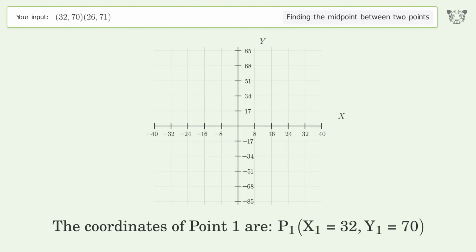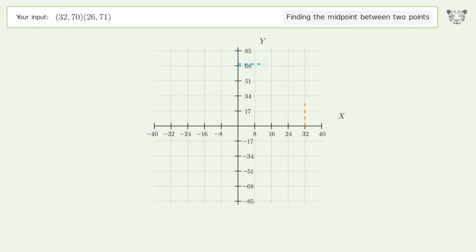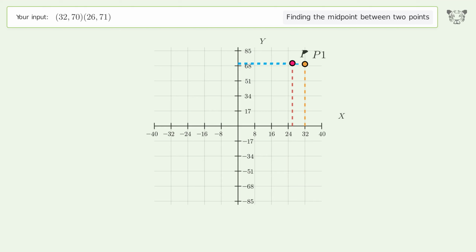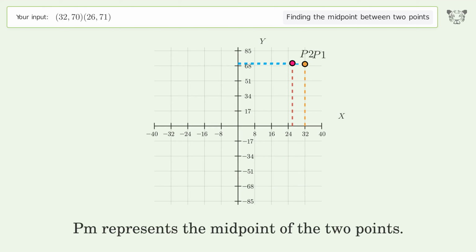The coordinates of point 1 are x1 equals 32, y1 equals 70. The coordinates of point 2 are x2 equals 26, y2 equals 71. PM represents the midpoint of the 2 points.